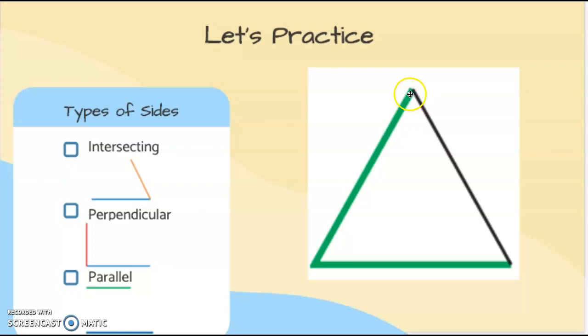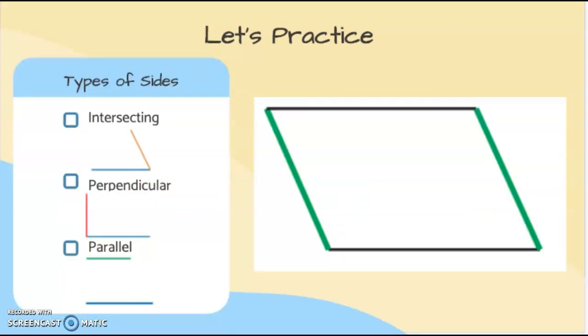On the triangle you have outlined are two green lines. What type of lines do you see in this triangle? Are they intersecting, perpendicular, or parallel? If you said intersecting, you are correct. The lines meet at a vertice to form an angle, and they do not form a right angle, so they are intersecting.